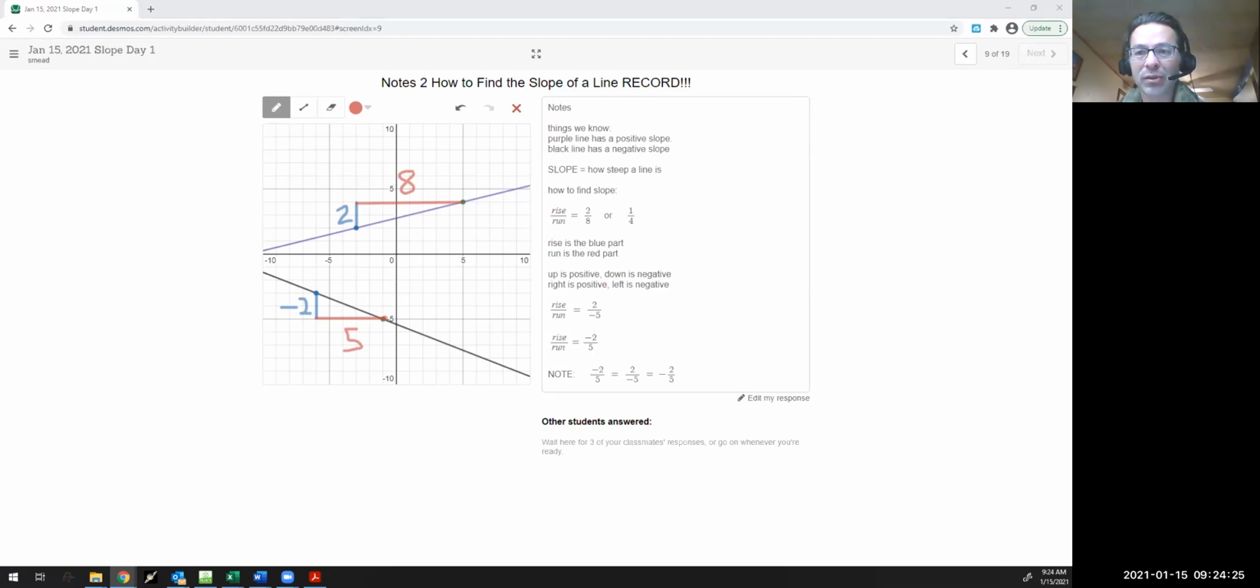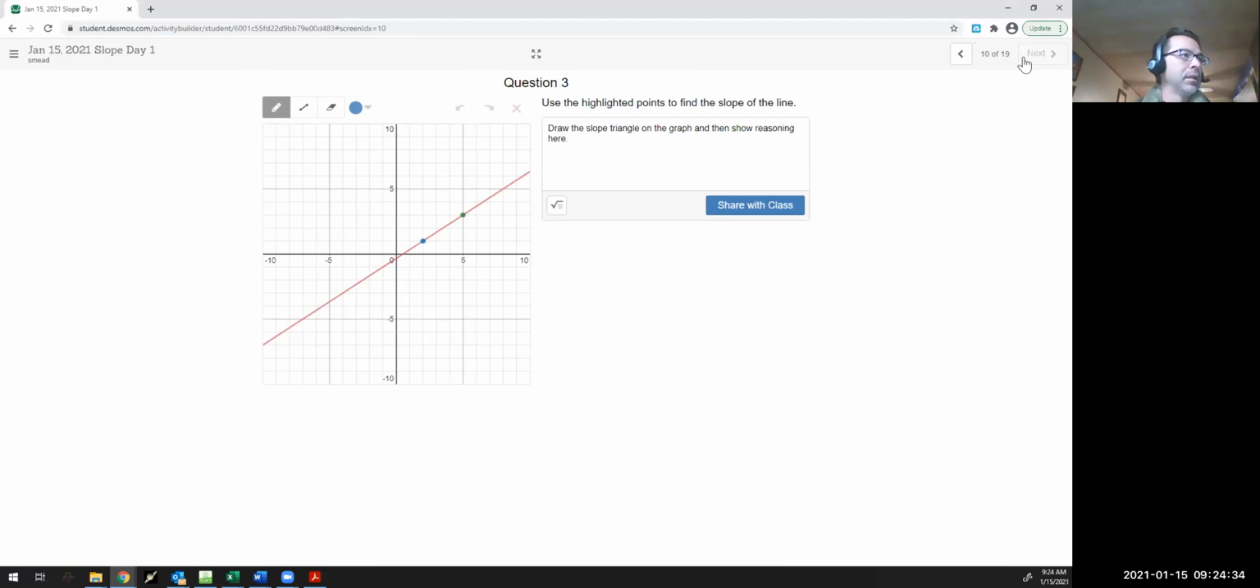Okay, let's fast forward to the next screen. We'll do this next one together. And then I'll let you guys try the others on your own. So same thing, gonna draw the triangle. It doesn't matter to me if you use the same color or different colors. I'm just doing different colors to make it perfectly obvious. And then we're gonna write rise over run equals.